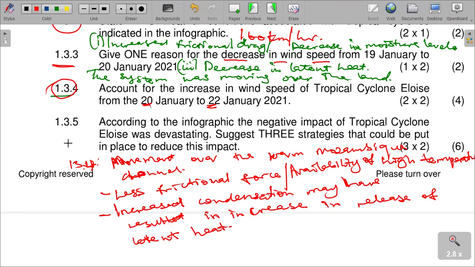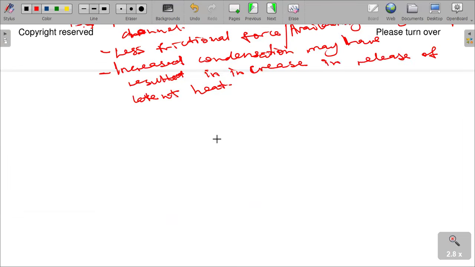And then question 1.1.3.5, according to the infographic the negative impact of tropical cyclone Helios was devastating, which means it was so destroying. Suggest three strategies that could be put in place to reduce this impact. Ways to reduce the impact, precautionary measures or management strategies to reduce the impact of cyclone.